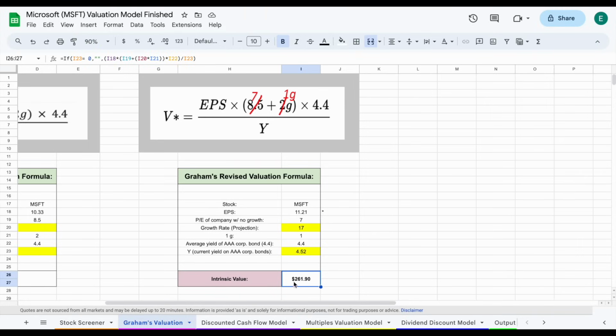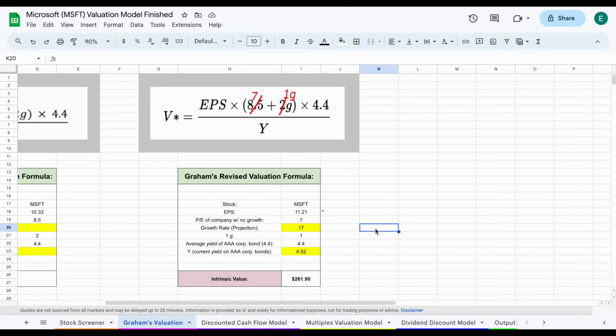Now, over the past few years, the current yield on AAA corporate bonds has been closer to about 3.5. So just as an example, let's plug in 3.5 here and hit enter. And you can see our intrinsic value jumps all the way up to $338.22. So again, this current yield on AAA corporate bonds plays a large role in the valuation that you get. And essentially what it does is it helps this valuation model take into account current economic conditions. But there you go, that is the first way you can value a stock.